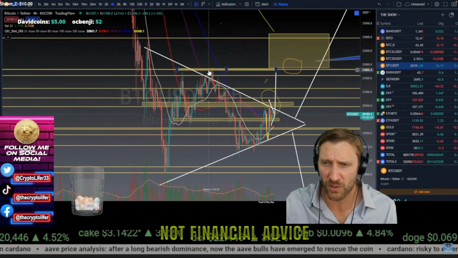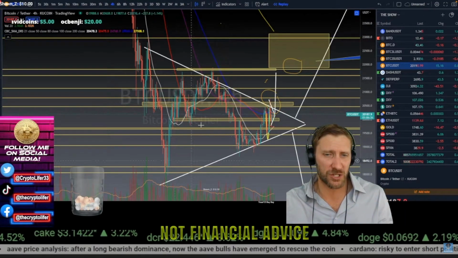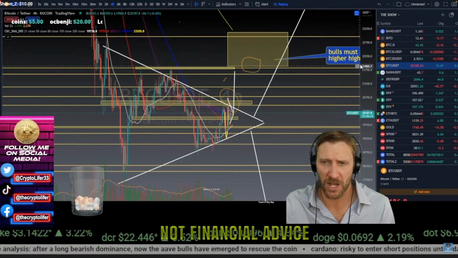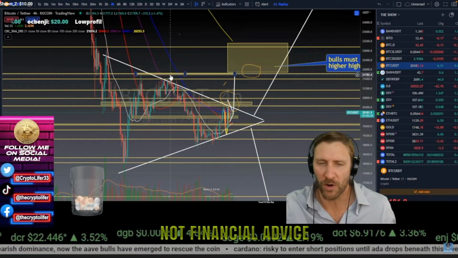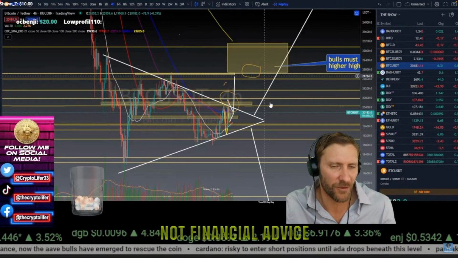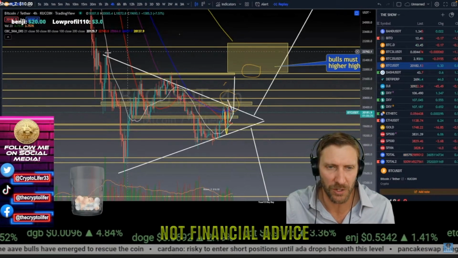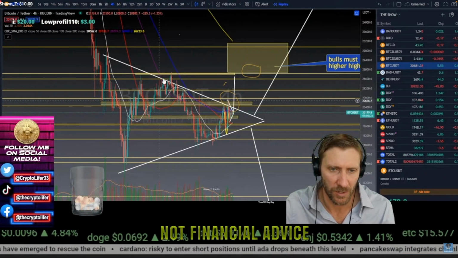Huge level to get over is 21,800. If you don't have this chart saved in screenshot with the 21,800 there, because you're going to forget that that's a key level when all the minutia comes up and down and everything, you're going to forget it. You must write this stuff down. But look, you have a high, you have a low, you have a lower high here.